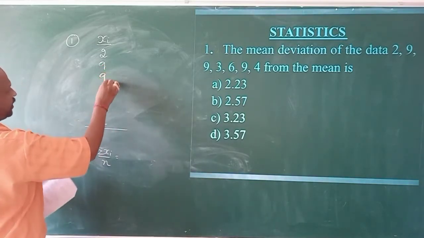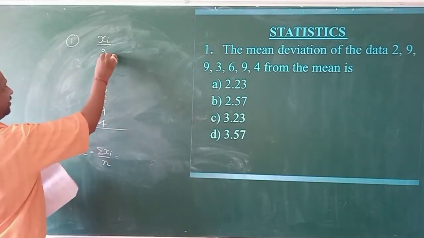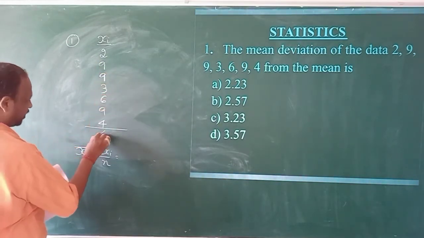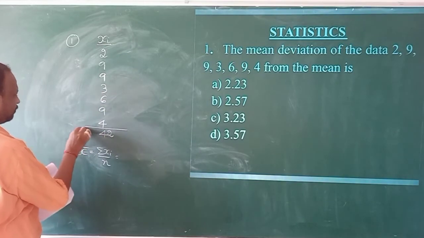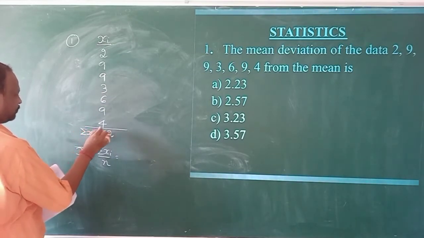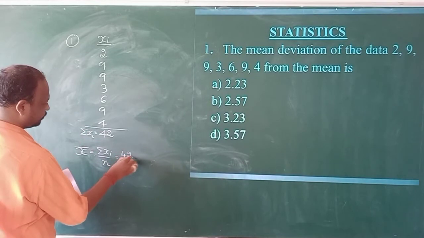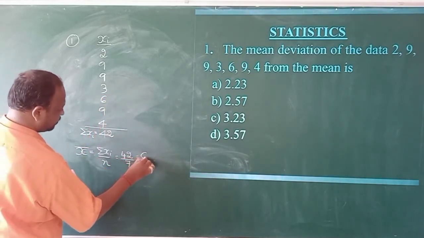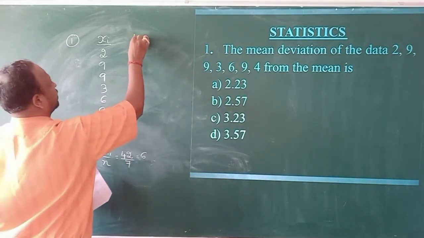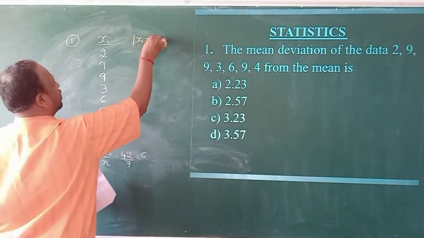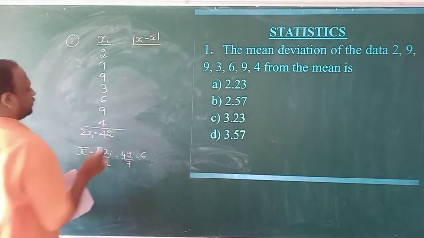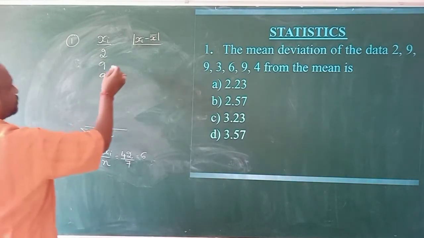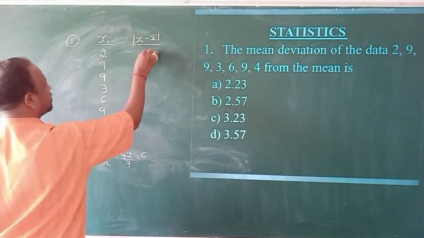The running sum will be 2, 11, 20, 23, 29, 38, 42. Sigma xi is 42 divided by 7, there are 7 observations, that is 6. Next, this will be xi minus x bar. This is ungrouped data. Xi minus x bar, that is 2 minus 6, that is 4.